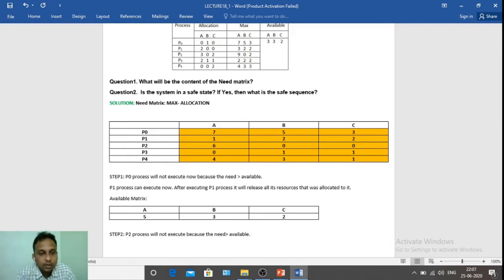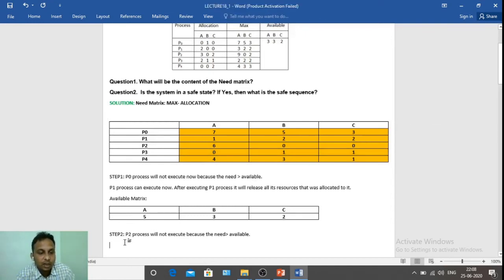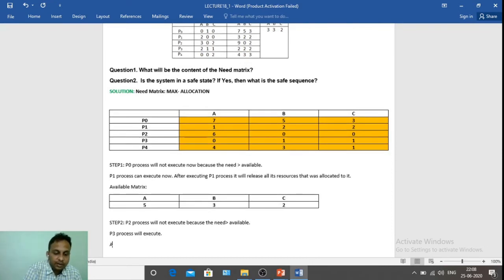Next we will check whether P3 will be able to execute or not. P3's need is 011. So the P3 process can be executed. P3 process will execute. So there will be a new available matrix. I'm just copying it.